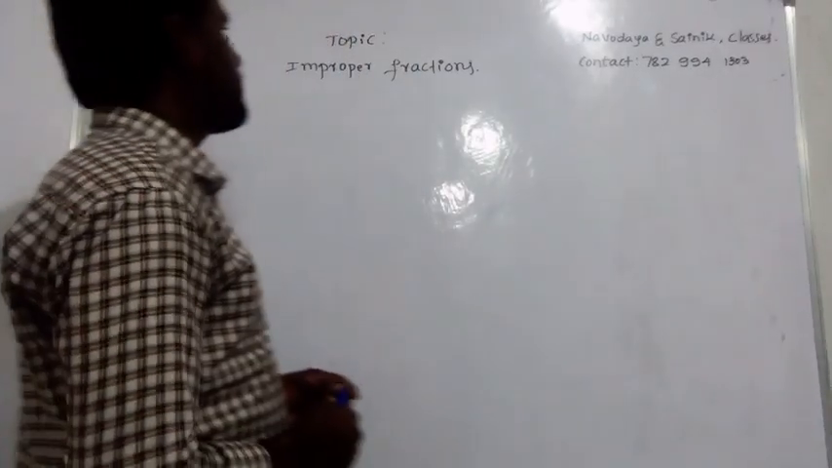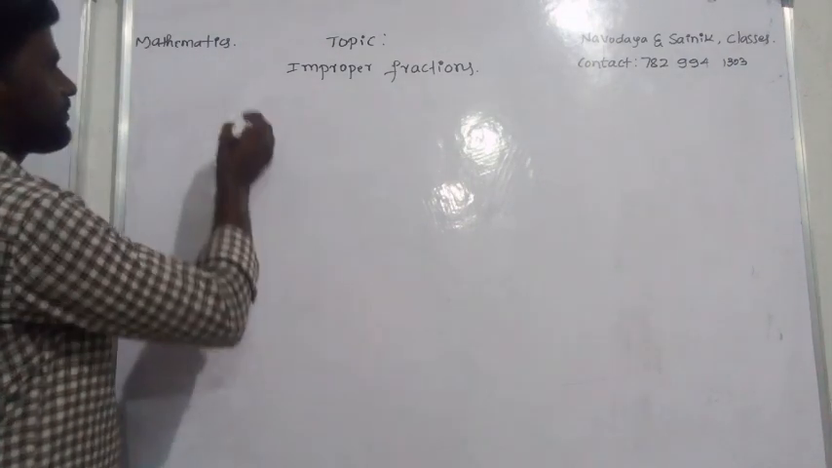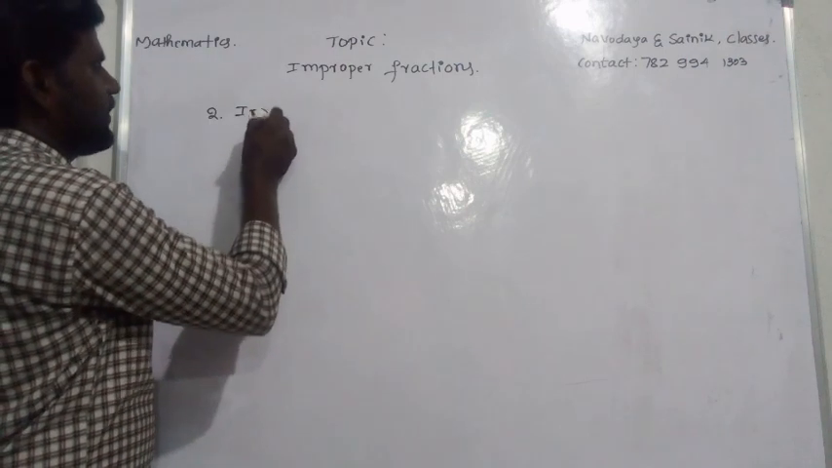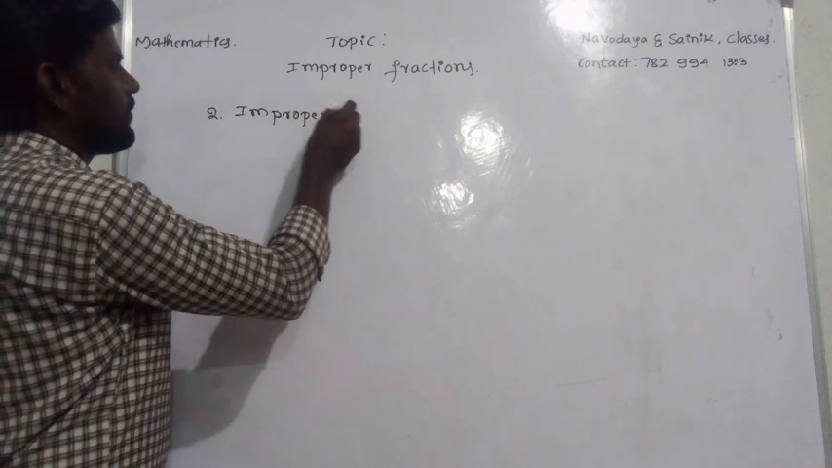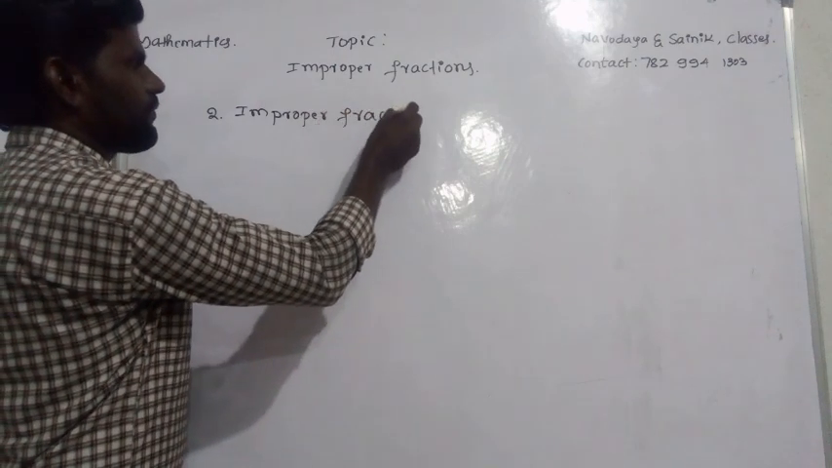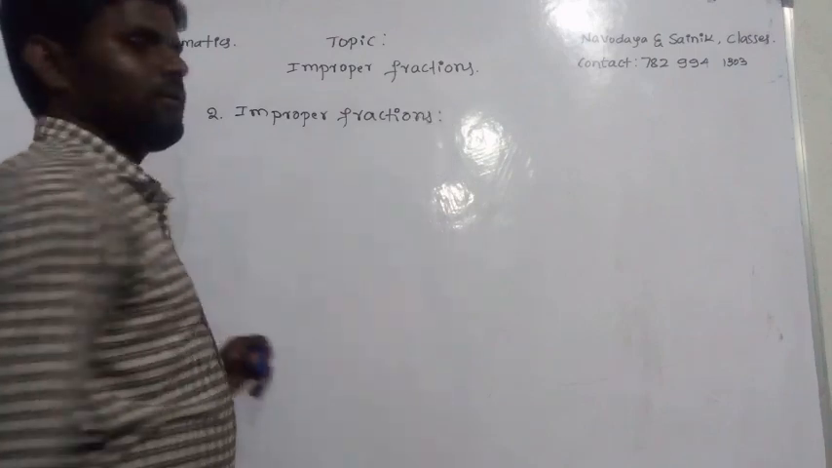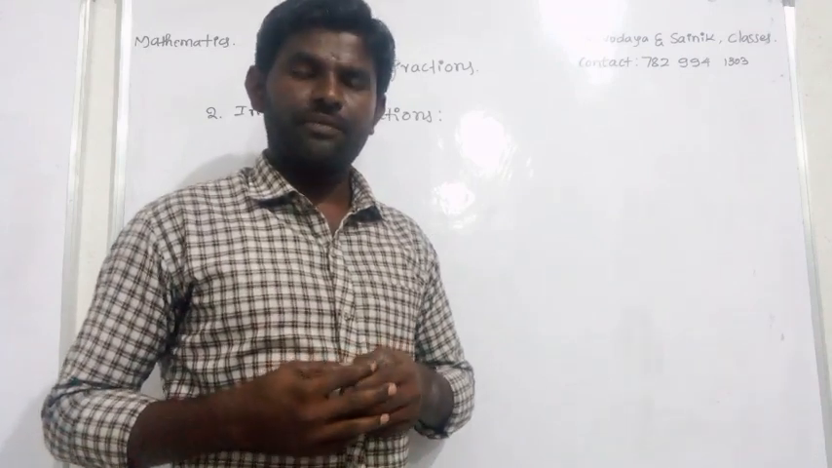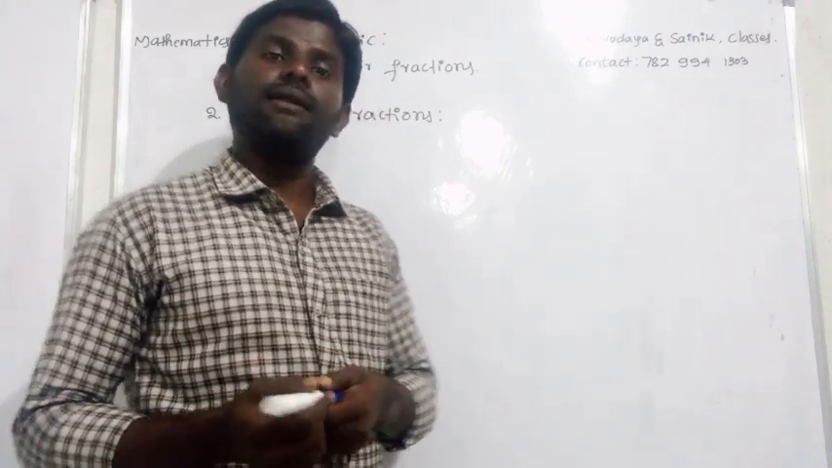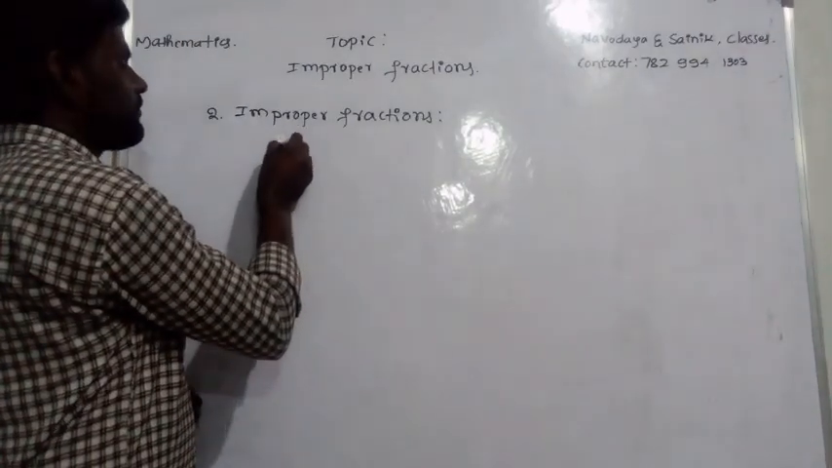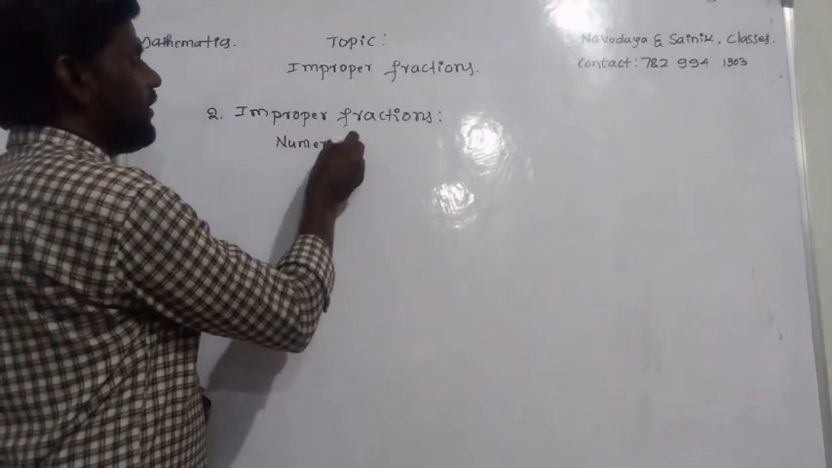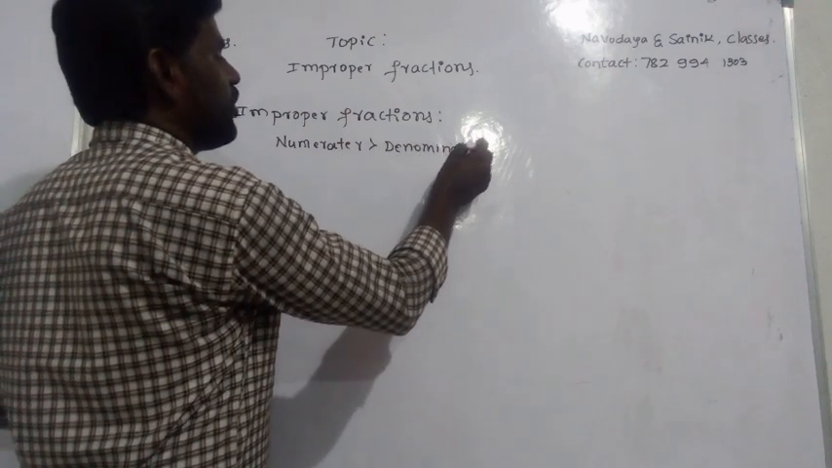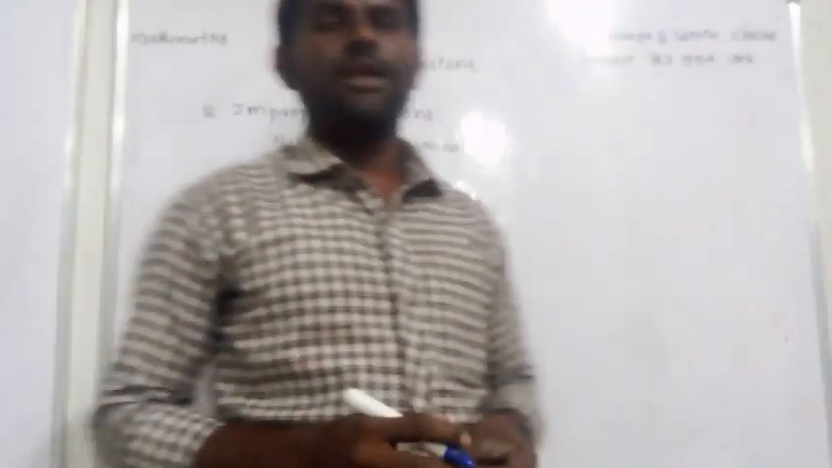Okay, today's topic is improper fractions. This is type 2, types of fractions: improper fractions. Here, an improper fraction is nothing but a fraction in which the numerator is greater than the denominator. Numerator greater than denominator is called an improper fraction.